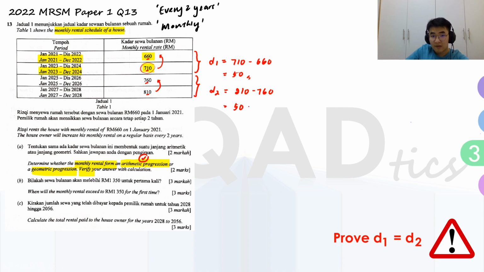So you can see that these 2 D values are actually the same. This is a big indication that this is an arithmetic progression. Now we can add an additional sentence here: since D1 equals D2, it is an arithmetic progression.